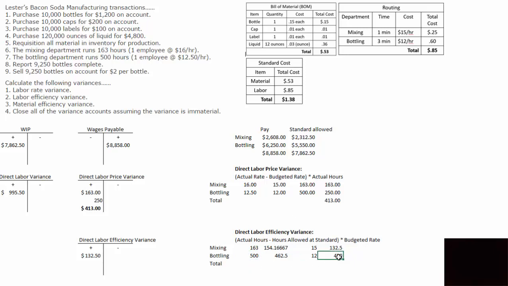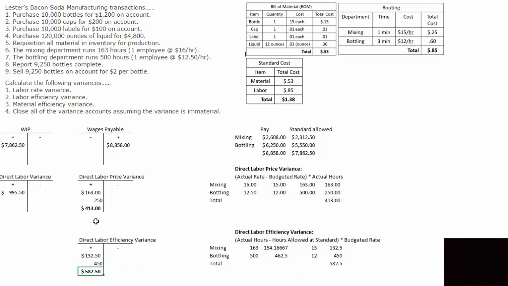So we have a $450 unfavorable direct labor efficiency variance for the bottling department. So my total unfavorable efficiency variance is $582.50. Okay, so, oops, I gotta do this right. It is $132.50 and $450 for a net amount of $582.50.